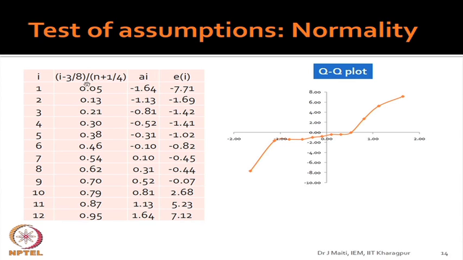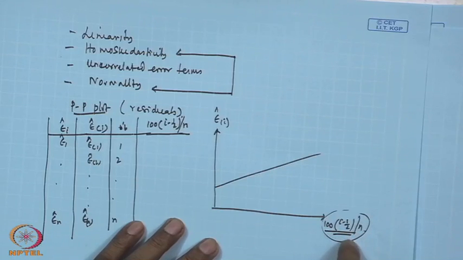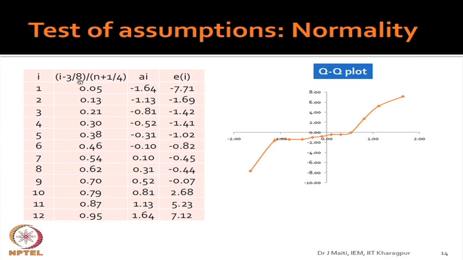here you are transforming. You can use (I minus half) by n, but there is another formulation which is used, (I minus 3 by 8) divided by (n plus 1 by 4), and it is found that this formulation gives a better result than (I minus half) by n. For all i's you get these probability values, then you calculate the corresponding z value, and then you plot these z values, what we are calling the ai values, with the ei values.